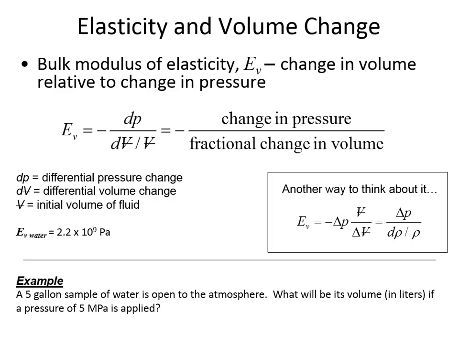Okay, so the final volume, if we started off with an initial volume of 18.925 liters, then the final volume after applying that pressure is 18.925 liters, and then the change is a decrease, 0.043 liters. 18.882 liters is the final volume.